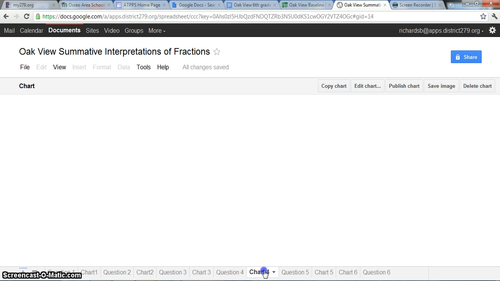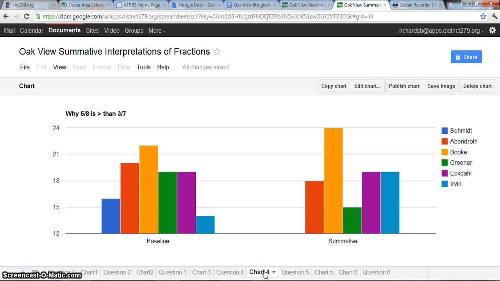Question number 4, and the answers. Why is 5/8 greater than 3/7? It was a very similar question on the baseline, and overall, the students didn't do as well. So what that says to me is comparing fractions is something that they still are struggling with, and there's an opportunity for growth there as you continue to work on that as the fraction units come forth. Just know your kids are probably going to struggle on that comparing fractions business.